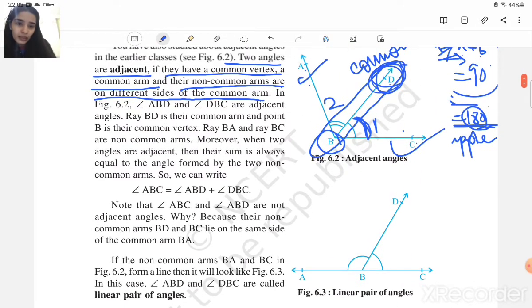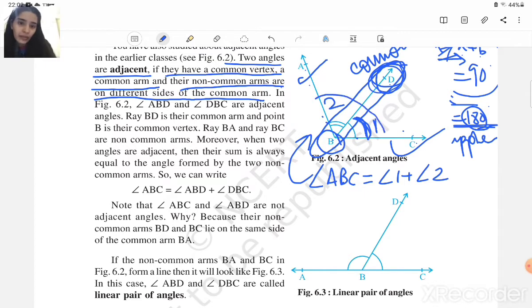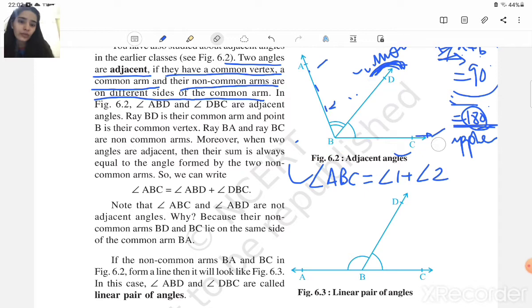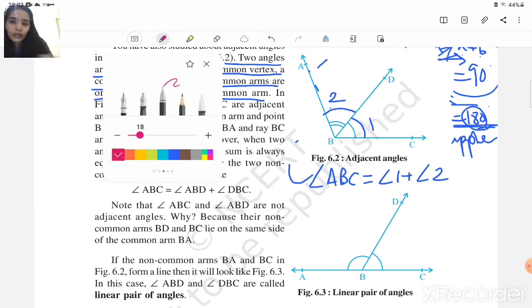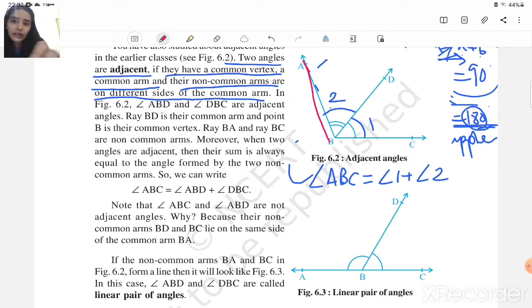Also, we can say that angle ABC is the sum of angle 1 and angle 2, because the sum of the adjacent angles makes the bigger angle ABC. Hope this is clear. Angle 1 plus angle 2 makes the bigger angle ABC.